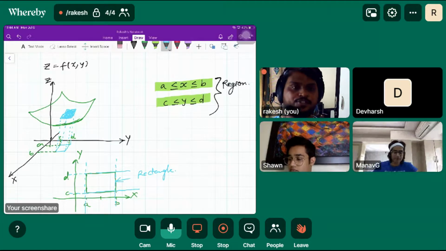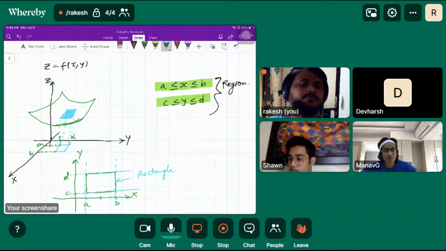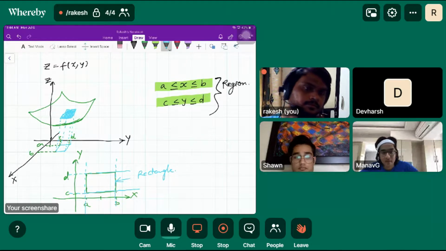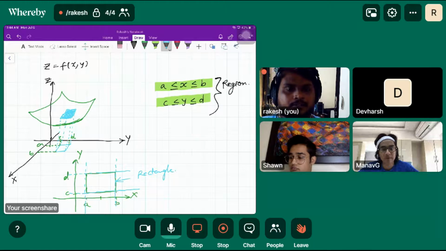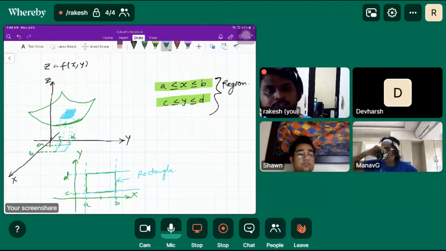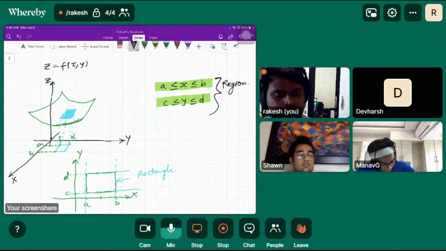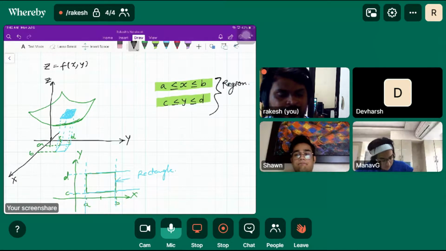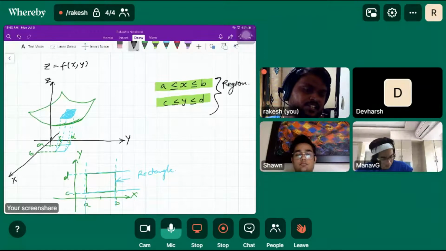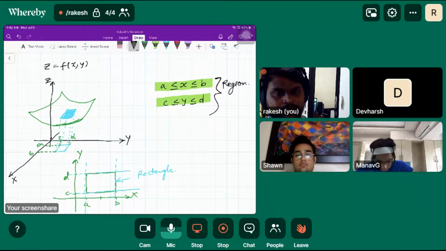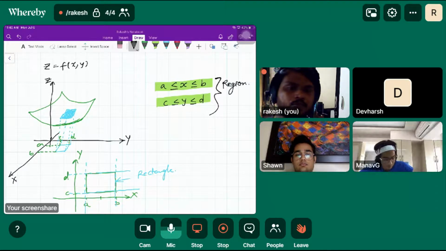What small thing? What should be small? Both AB and CD, X and Y both. The small divisions between AB and between CD. Yes, so let's understand properly. In the same way as in Calc 1, we'll draw rectangles, dividing the partition along the x direction into equal parts. Let's say we divide b minus a into m equal parts.